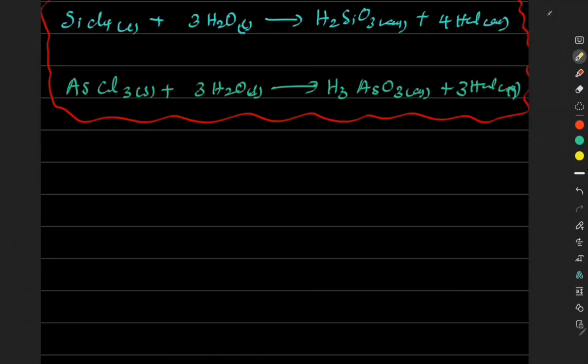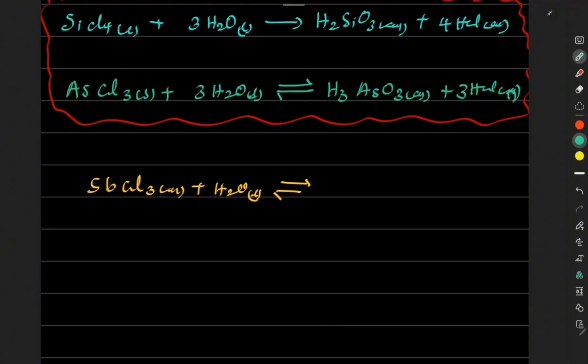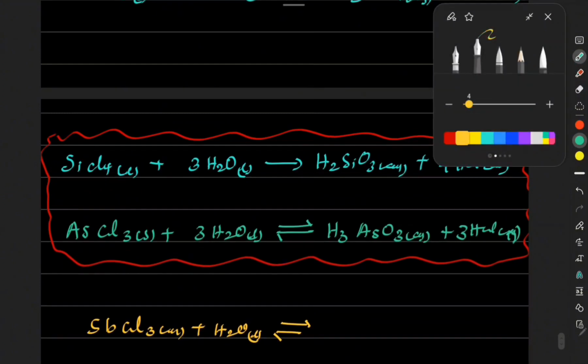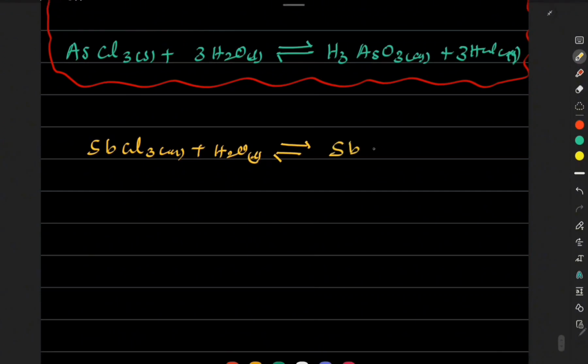There are two reactions, antimony and bismuth. Let's look at those reactions. SbCl3 aqueous plus H2O liquid. This is a reversible reaction, and this is also a reversible reaction. So remember to mention reversible reaction. Okay, SbOCl, this is a solid, plus 2HCl aqueous.